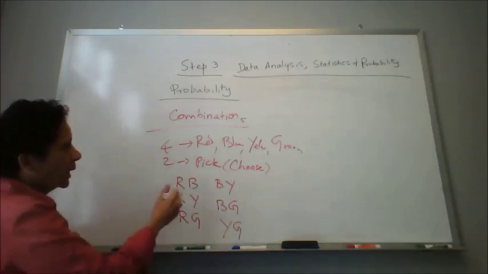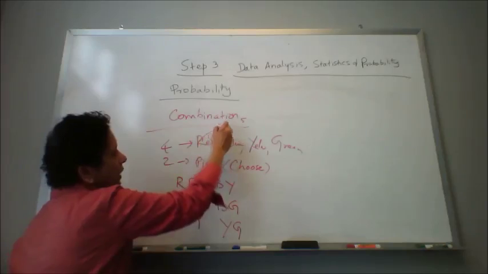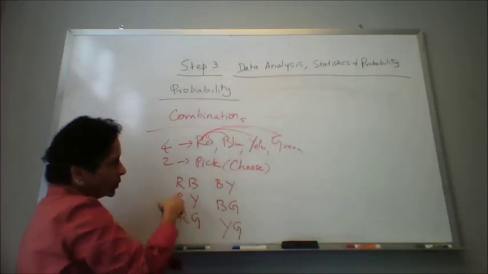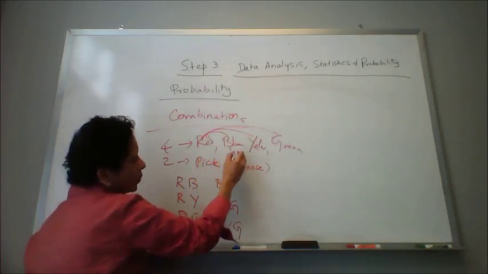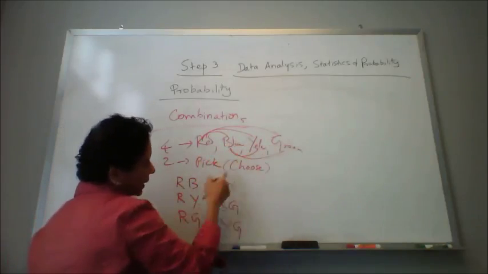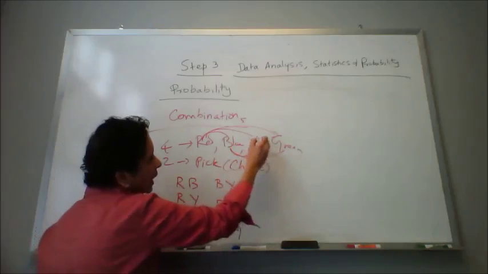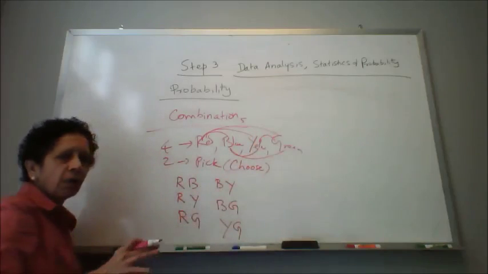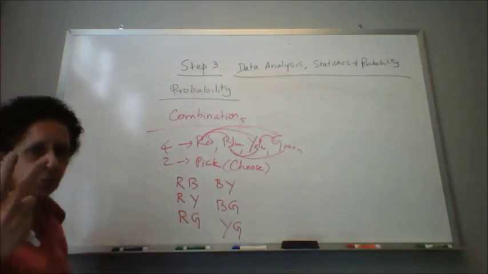So the way I do this, I use the red and blue, red and yellow, red and green, right? So those are these. And then I do blue and yellow, and then blue and green, that's what this is. And then I do yellow and green, right? Systematically, I write down all possible ways I can get those 2 marbles, okay?